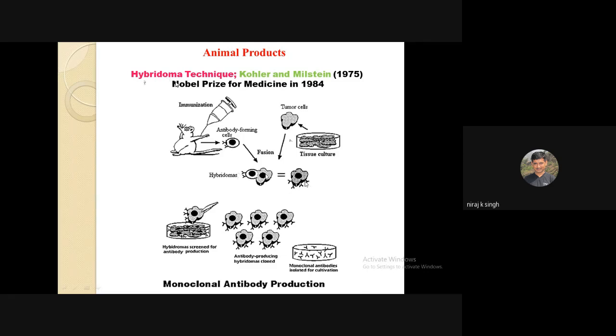Hybridoma technology was first developed in 1975 by Kohler and Milstein, and they got the Nobel Prize in medicine in 1984. Hybridoma technology is used for the production of useful products that can be used for animal science, human health, as well as plant science.